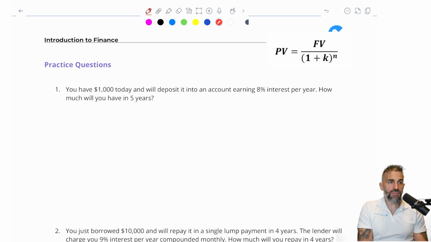So look, you have $1,000 today and you will deposit it into an account earning 8% interest per year. How much will you have after 5 years? So let's break it down. We're asking you how much you'll have in 5 years. That means you're looking, guys, for a future value.